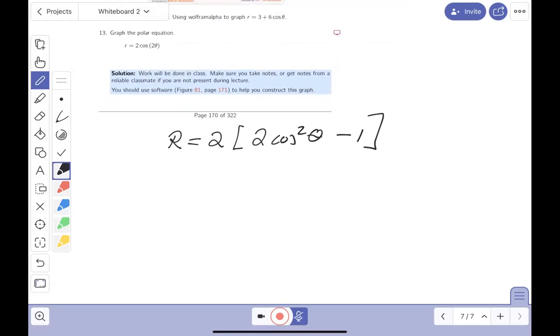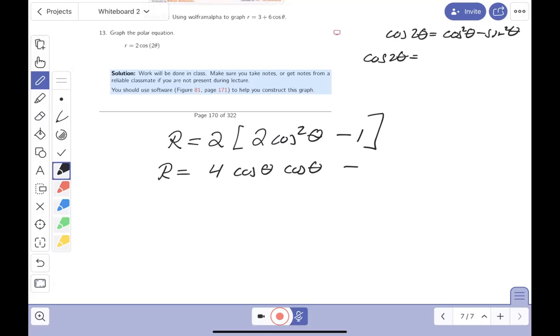Let me just review that with you. Cosine 2 theta, identities, right? Cosine squared theta minus sine squared theta. And if you put that down as another identity, right? You could write down, let's see, cosine squared theta, and sine squared theta is 1 minus cosine squared theta, which would give you 2 cosine squared theta minus 1. That looks pretty good. So let's write this down. r equals 4 cosine theta minus 2.